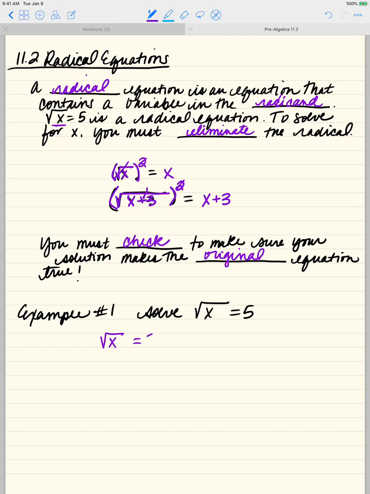Square root of x is equal to 5. Remember, my goal whenever I'm solving for a variable is to isolate that variable, to get it alone. Right now, the square root of x is being taken. I need to get rid of that. The opposite or the inverse operation of square root is squaring. So I need to square this so that I get rid of the square root. That leaves me with x all alone. If I square one side of my equation, I have to square the other side because I have to keep my equation balanced. So x is equal to 25.